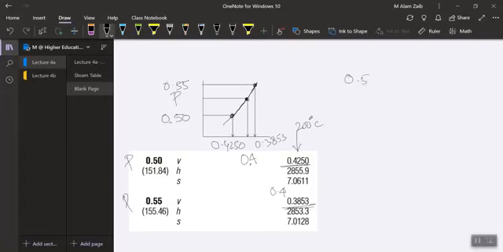So (0.55 minus 0.50) divided by (0.3853 minus 0.4250) should be equal to (P minus 0.5) divided by (0.4 minus 0.4250).